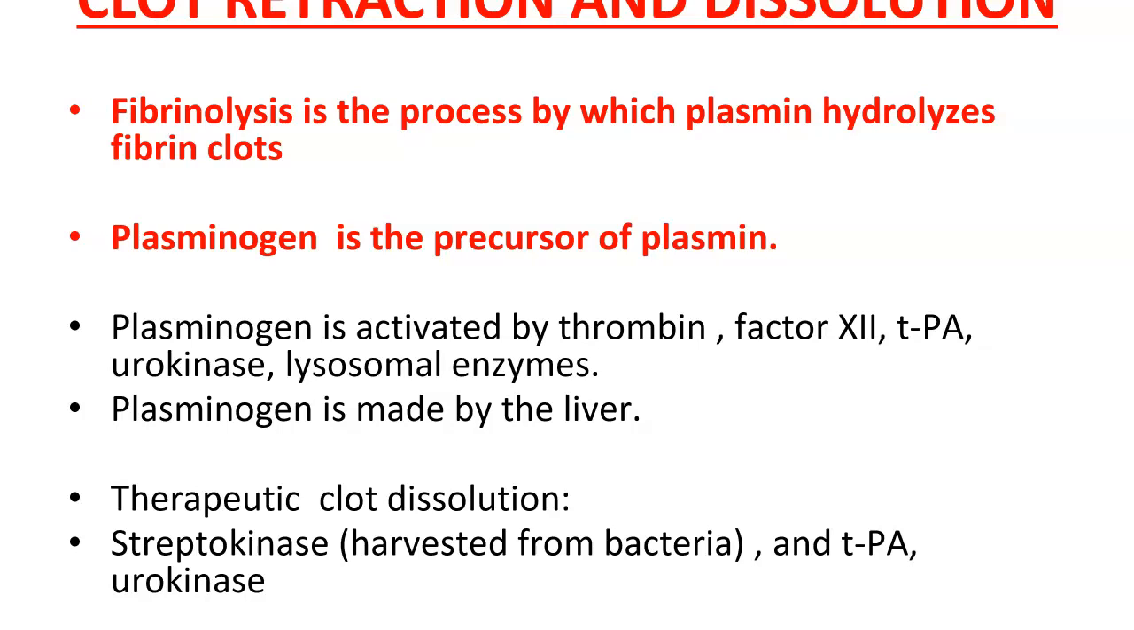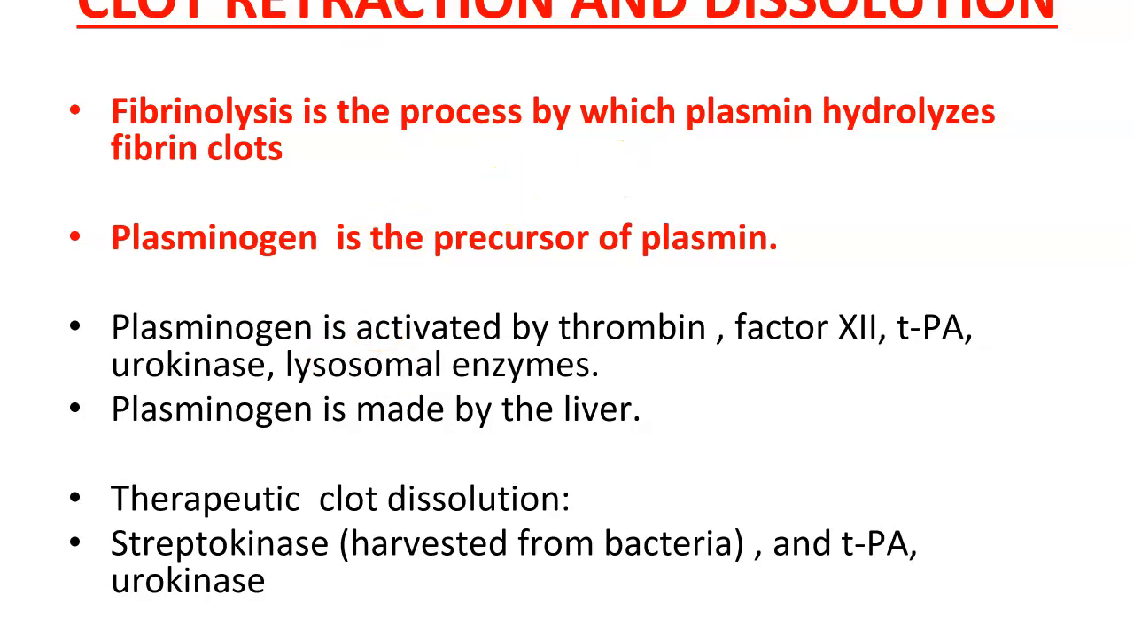Now, the clots are there to seal the damaged blood vessel and give it time to repair. Once the repair is finished, the clot must be dissolved. The process of dissolving the fibrin clot is called fibrinolysis, so literally the dissolution of the fibrin. The process is carried out when plasmin, which is a protein, hydrolyzes the fibrin clot. What creates plasmin is the precursor called plasminogen.